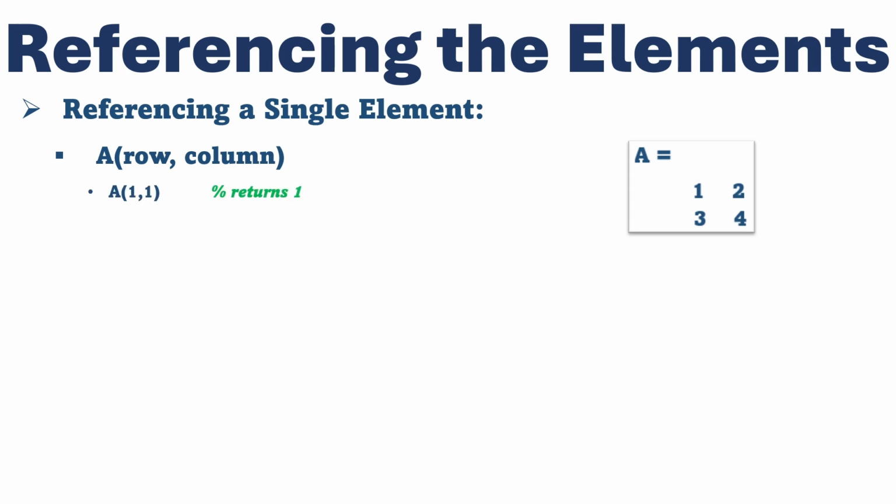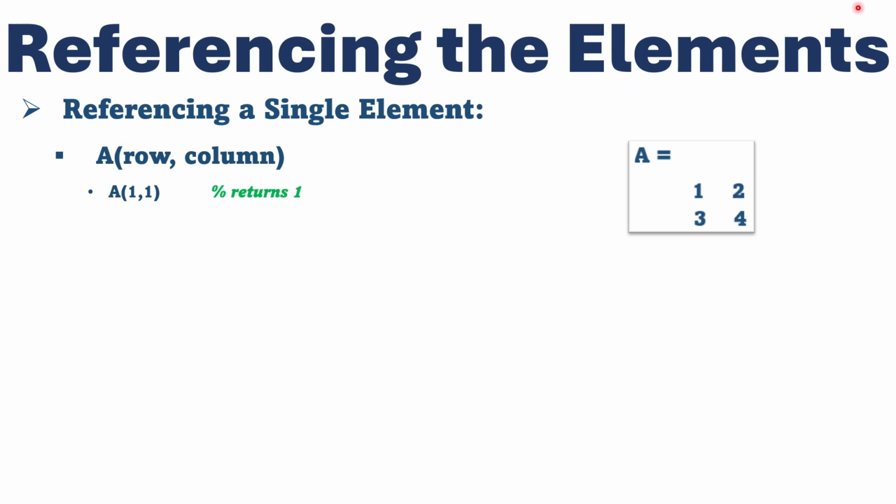As a simple example, I passed A with 1 comma 1, which means we want to refer to the value in the first row and the first column. And here is our matrix. So the first row is this and the first column is this. So I get 1 as a result. As a result, it returns the value 1.